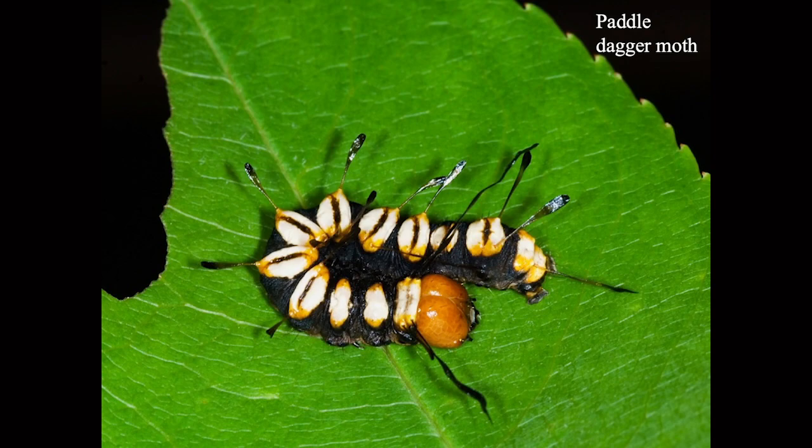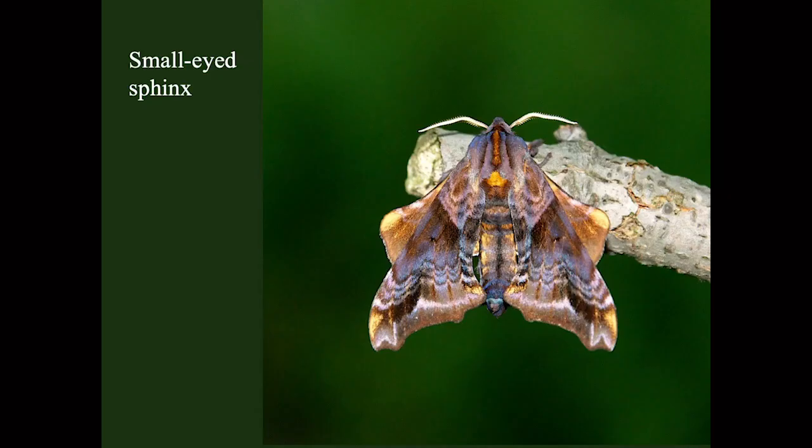The paddle caterpillar. Ask your kids what those paddles are for. They have a function. They're not there for decorations. And I'm not going to tell you what it is. I want you to think about it. It's the same reason that the filament geometer has these hydra-like filaments coming out its back. Small-eyed sphinx, all of these guys are on black cherries.